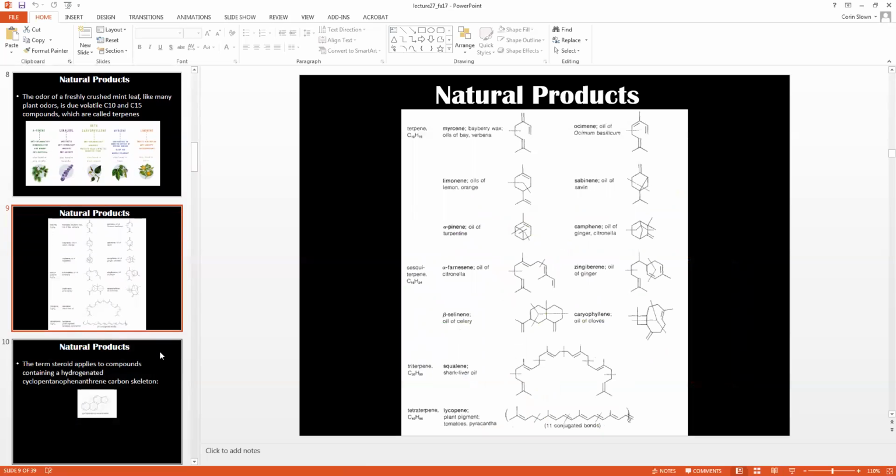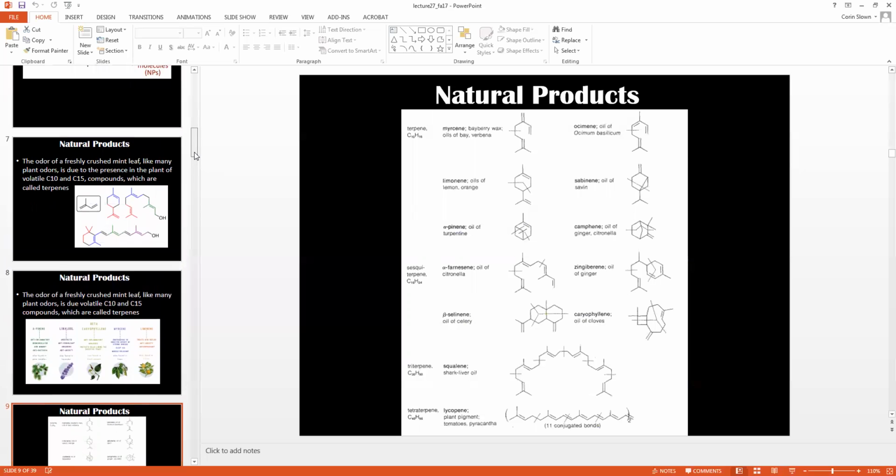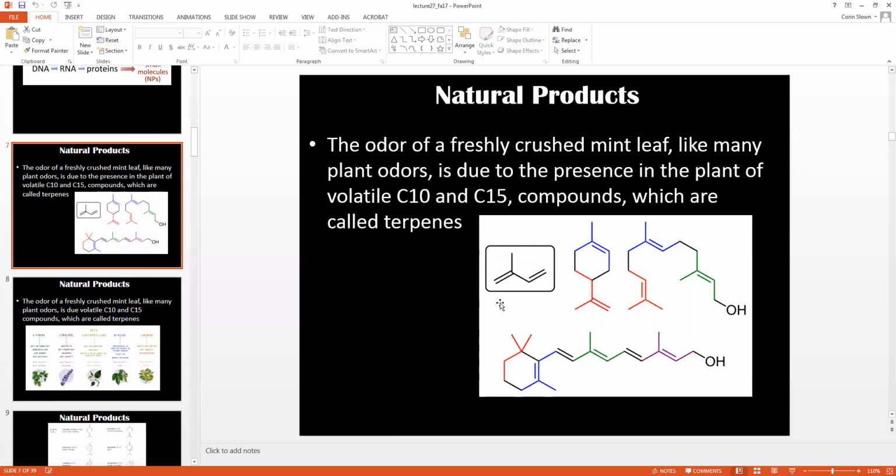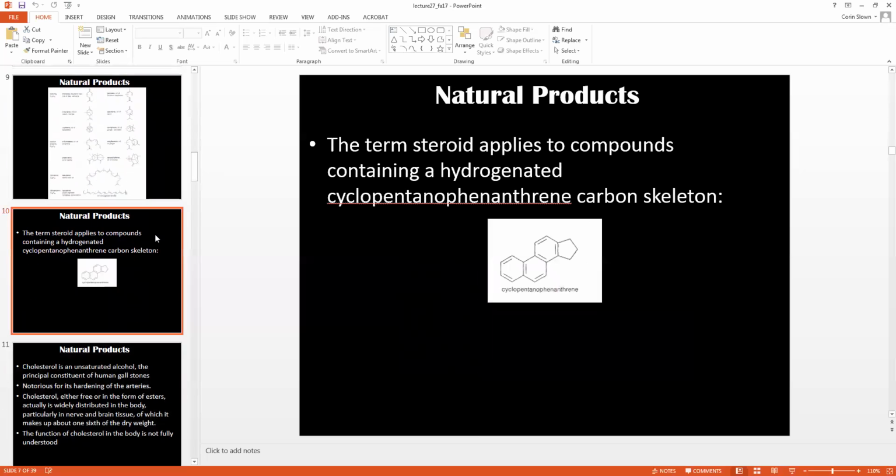And just in case you were wondering how many terpenes there are, there's a variety, and you're going to notice that they're all built from this kind of common intermediate. For example, myrcene, ocimene, limonene, sabinene, alpha-pinene, camphene. These are all examples of compounds that are built out of this chemical structure, which is the basis for them.